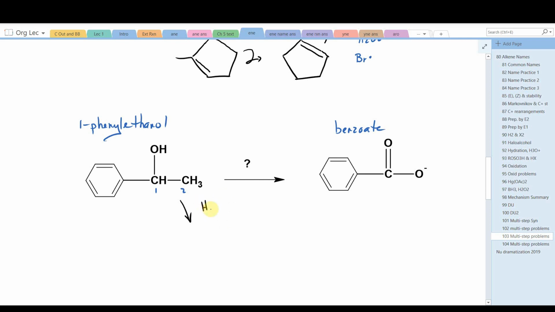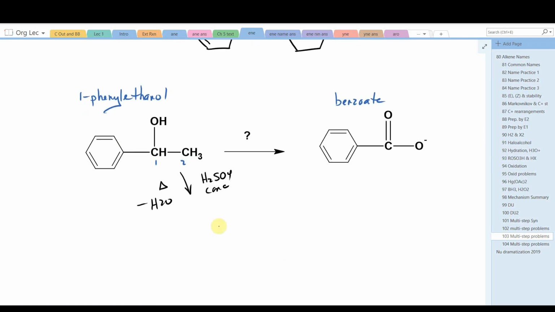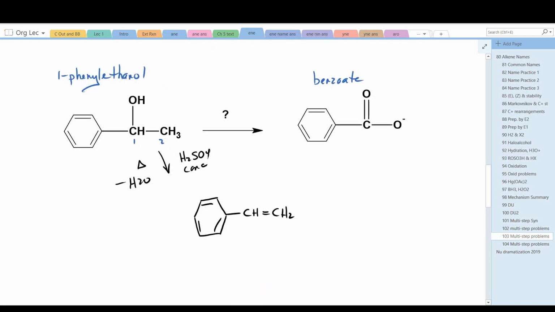Let's dehydrate this secondary alcohol using concentrated acid. So the hydroxide will be lost, and a hydrogen from a beta carbon that has to come from here. Bear in mind there are no hydrogens on this carbon; it already has 4 bonds. So our product of dehydration is going to be phenylethene.